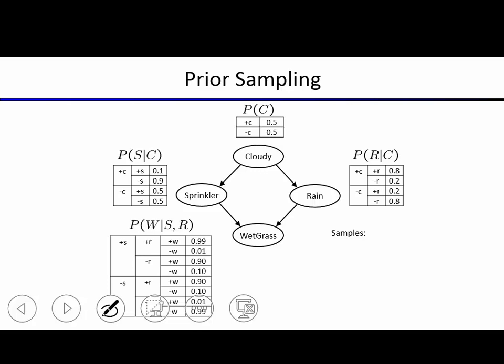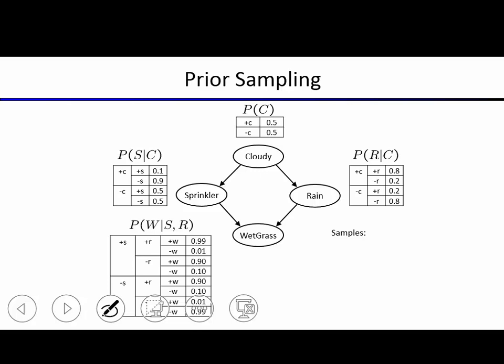You say, well, what process is encoded here? It could be cloudy or not, then the sprinkler could be on or not based on that. There could be rain or not based on that. And then it could be wet grass or not based on whether the sprinkler is on and whether it's raining or not. So in some sense, you could think of this as a process that runs from the top in the Bayes net down to the bottom. And we could actually start sampling at the top.